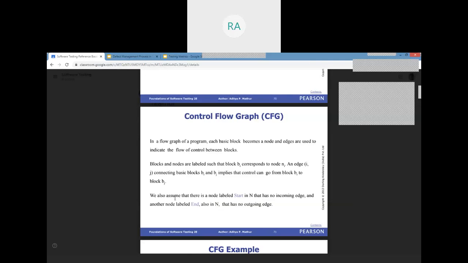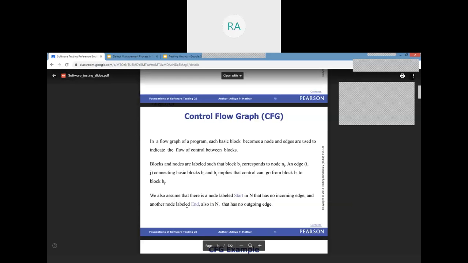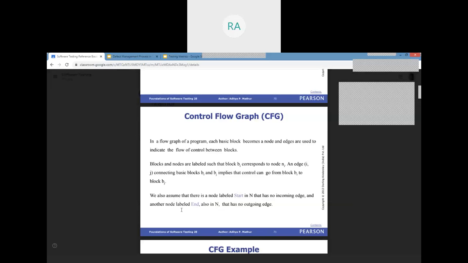After that, we also assume that there is a node labeled start and end, even though we are not considering start and end points while constructing the basic blocks. But whenever you are drawing the CFG, you have to indicate the starting point and ending point. For the starting node, you don't have any incoming edge, because that is the initial point. You are not supposed to draw any edge into the starting node. For the ending node, there will be no outgoing edge. That is the common sense you should have.